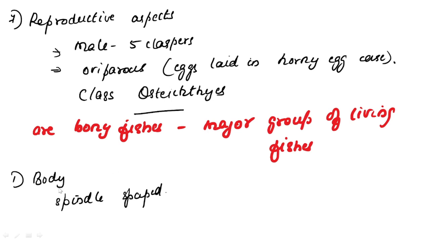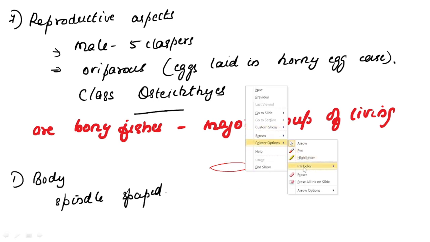Body is spindle shaped. Spindle shaped means what? Both ends are pointed. That type of body is called a spindle shaped body. Next slide.